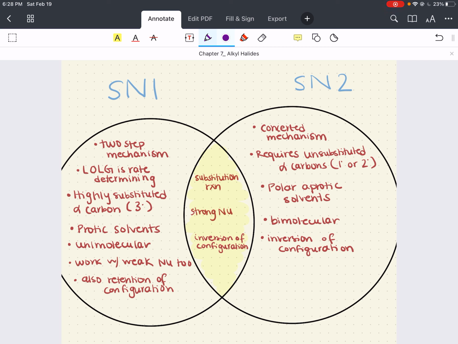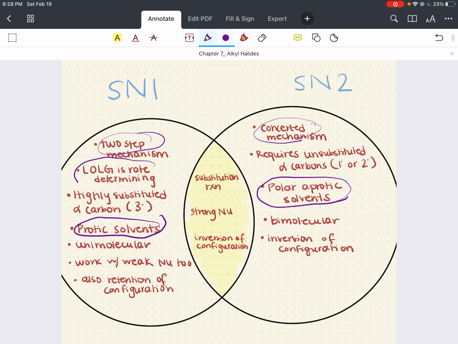SN1 and SN2. For the SN1 process, protic solvents are more suitable because they stabilize the ionic intermediate and transition states. So protic solvents are preferred with SN1. SN2 is different. It prefers polar aprotic solvents, because this enhances the rate of the SN2 process by raising the energy of the reaction. SN1 is a two-step mechanism. SN2 is a one-step concerted mechanism. That's another important difference to recognize between them.